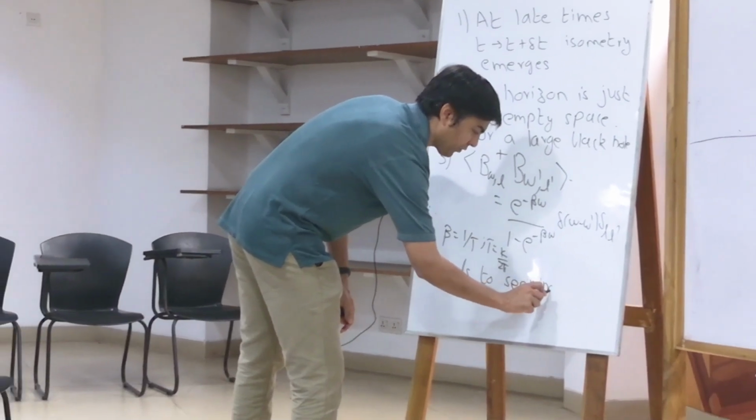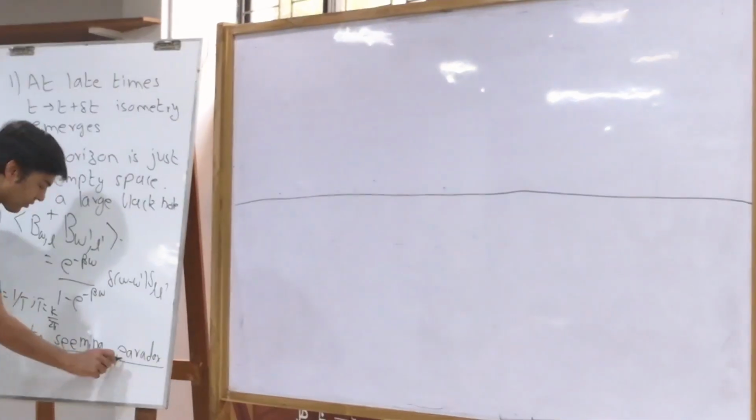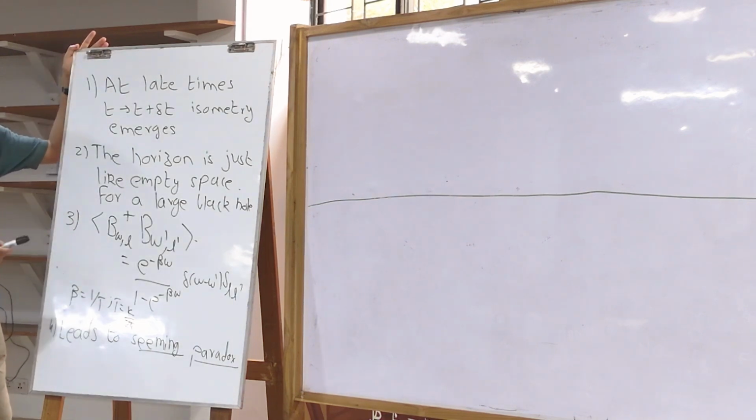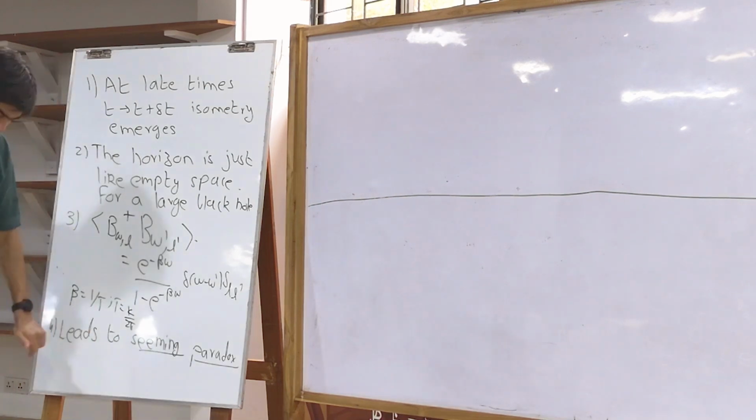So it leads to a seeming paradox. These were the 4 points we made last time. The seeming paradox is that the outgoing modes picked up some expectation value that didn't know about what the black hole was formed from. And all these points are tied together. The reason the outgoing modes didn't care about what the black hole was formed from is because at late times you have this isometry, which is T goes to T plus delta T. And because the horizon is just like empty space, you can apply quantum field theory, and it turns out that the outgoing modes don't have any information about what the infalling matter was, and that's why you get a seeming paradox.